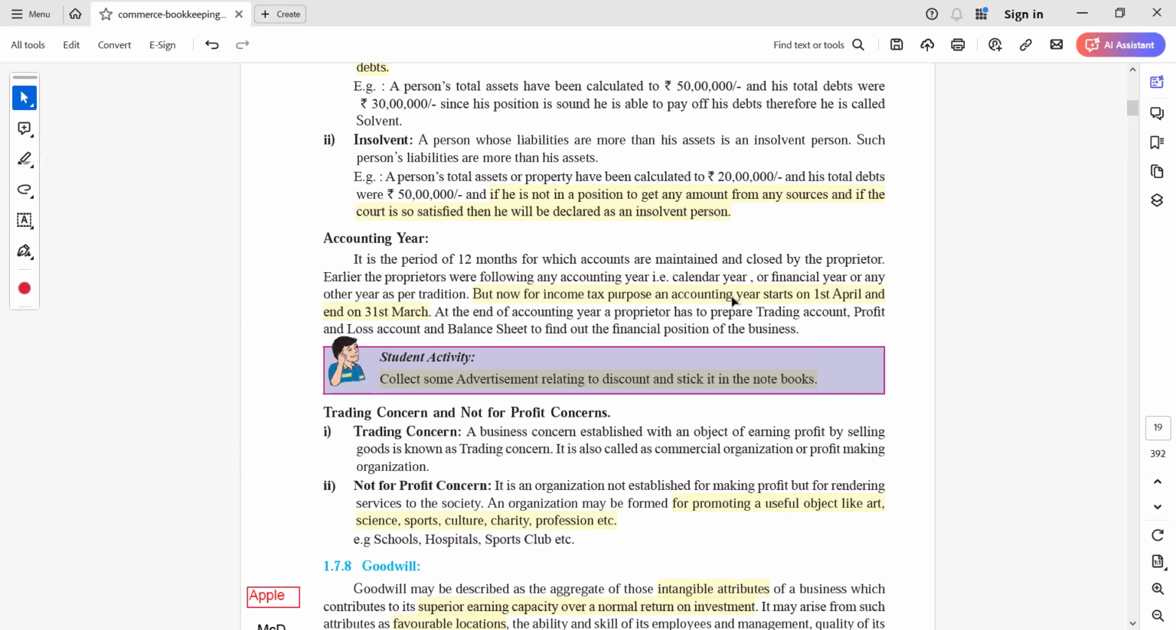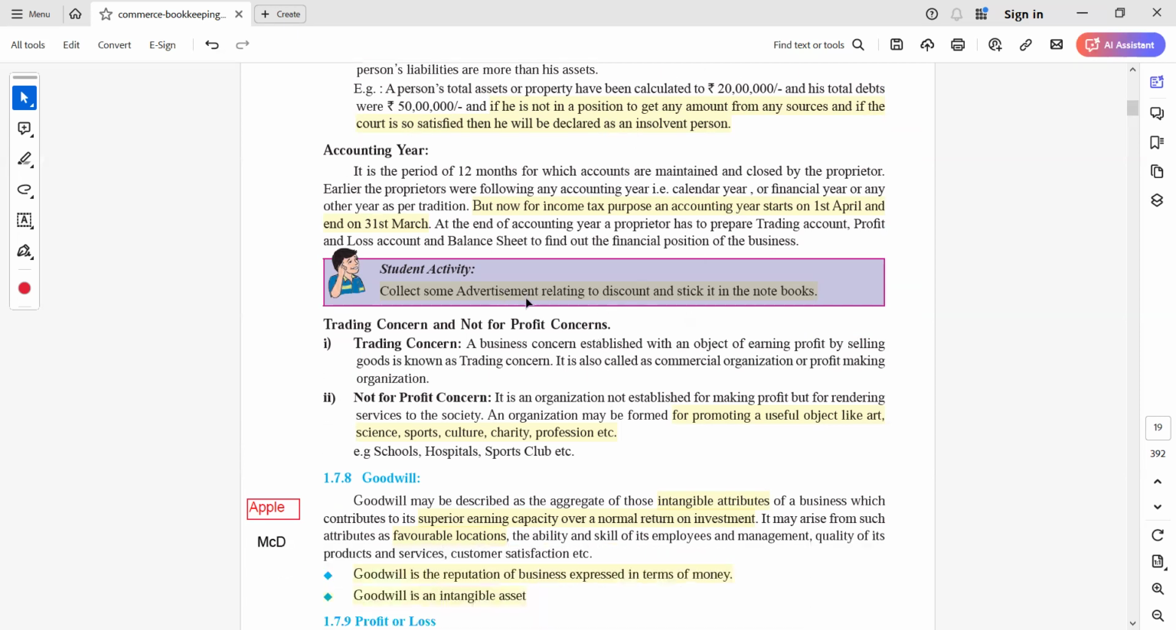Okay, now. Student activity: collect some advertisements related to discount and stick them in the books.